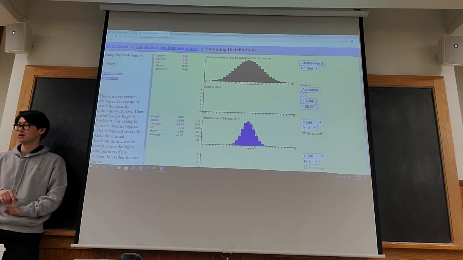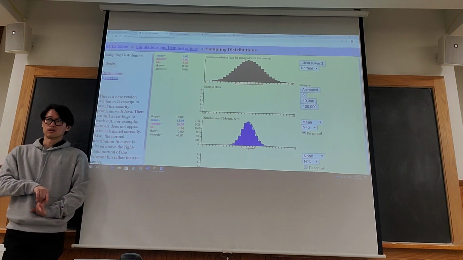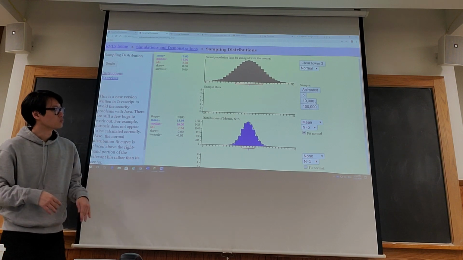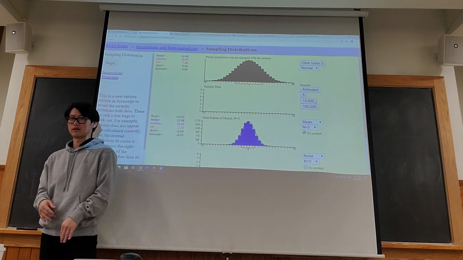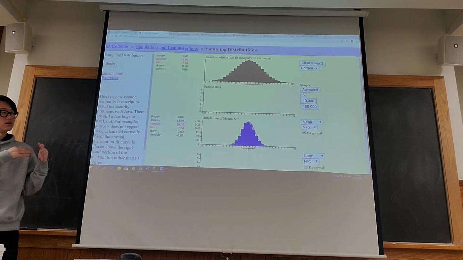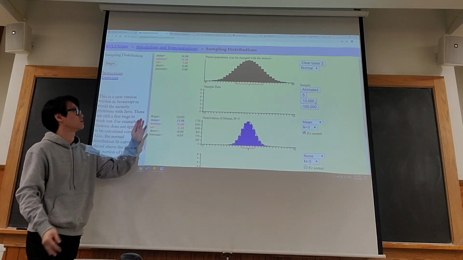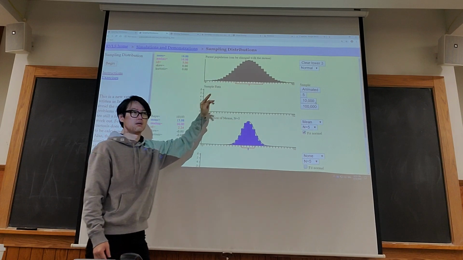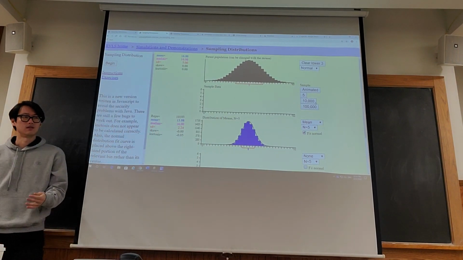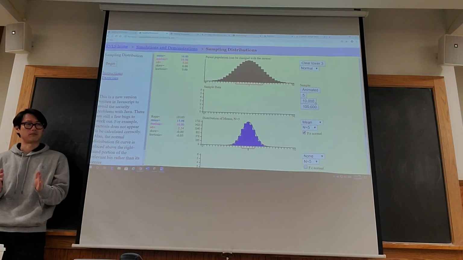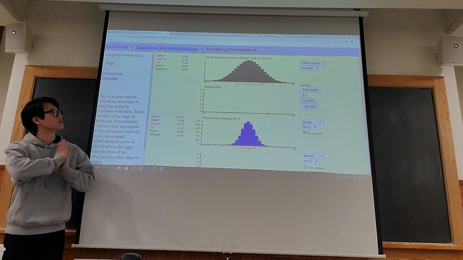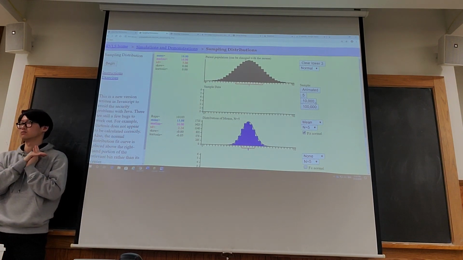Same, right? So to recap, we have the blue distribution. It follows the normal distribution, and its mean is the same as the population mean, but its standard deviation becomes narrower. It becomes less than the population standard deviation. Okay?